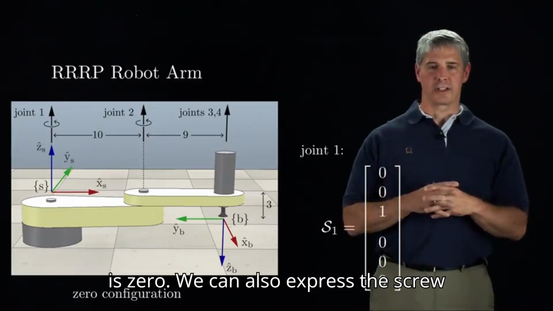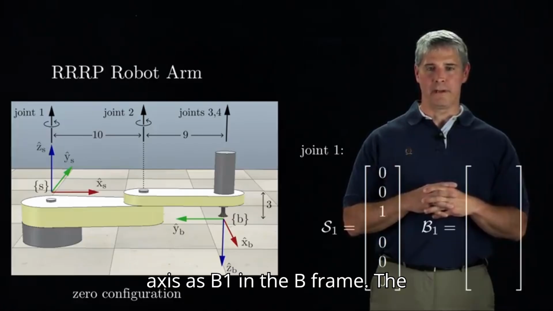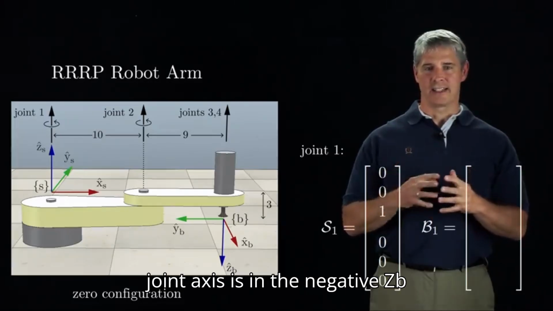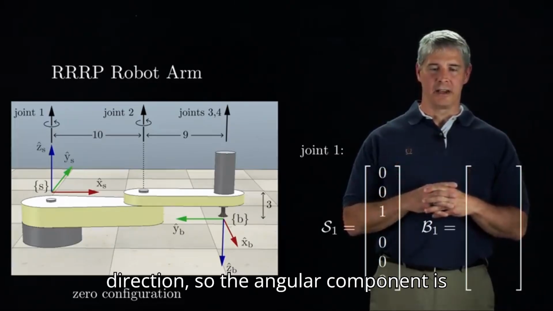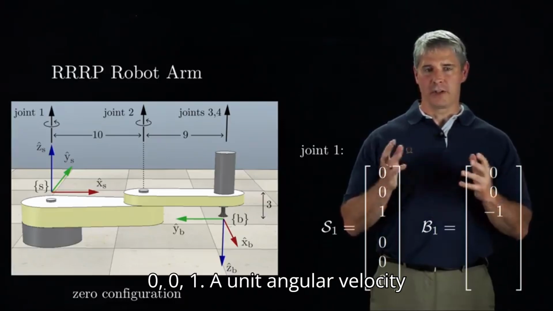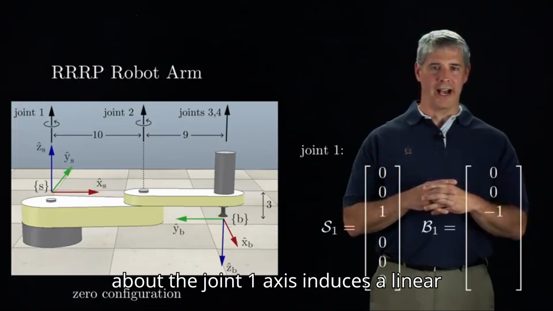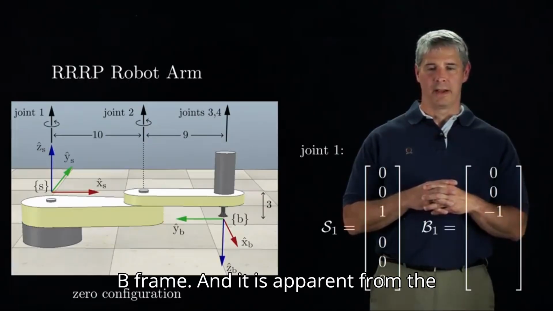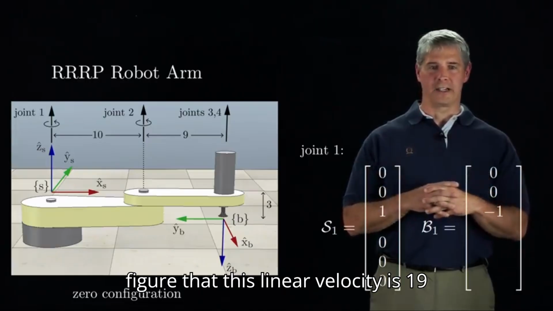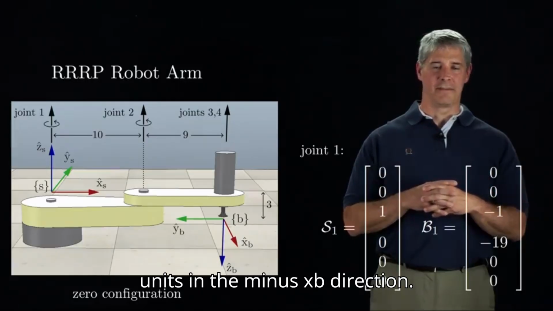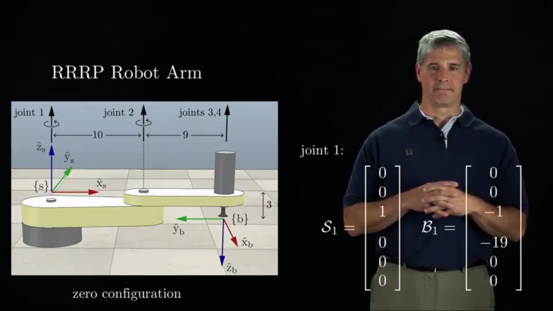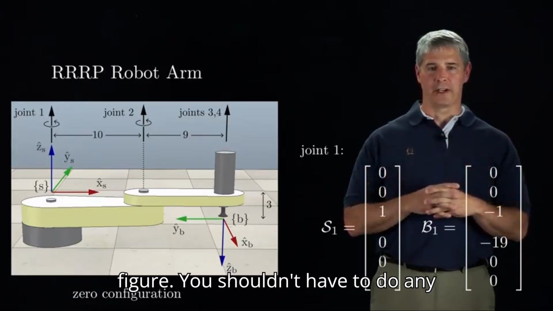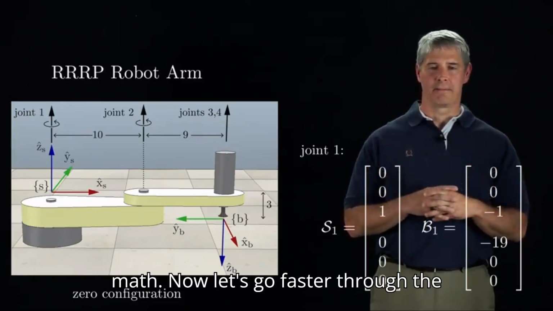We can also express the screw axis as B1 in the B-frame. The joint axis is in the negative ZB direction, so the angular component is 0, 0, minus 1. A unit angular velocity about the joint 1 axis induces a linear velocity at a point at the origin of the B-frame, and it is apparent from the figure that this linear velocity is 19 units in the minus XB direction. This should be readily apparent from the figure. You shouldn't have to do any math.